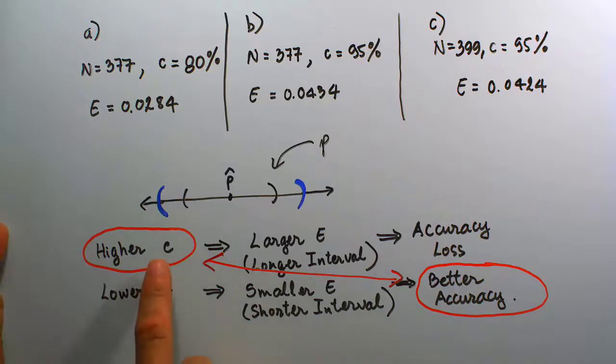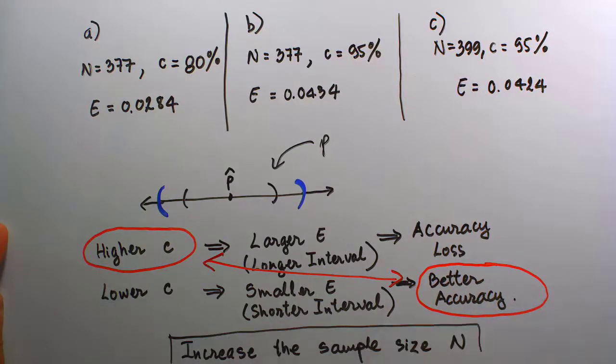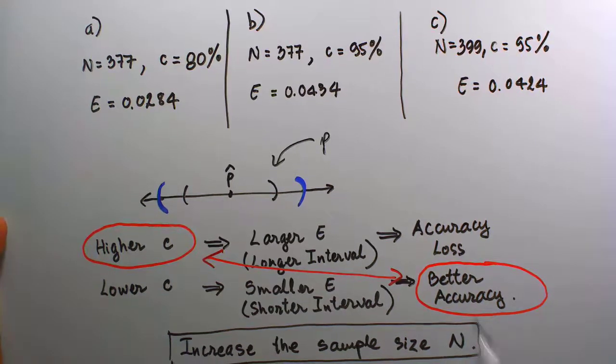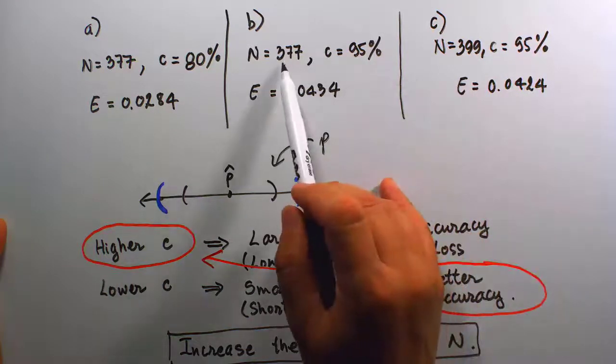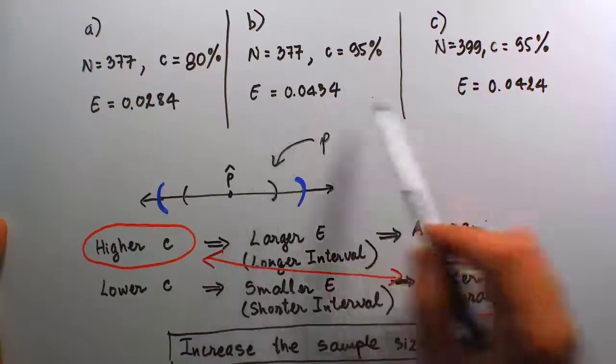So the only way to have a high successful level and at the same time maintain good accuracy is to increase the sample size. It will bring all the good usefulness for that. And so you can see that in here, when I changed the sample size from 377 to 399, I did not increase it too much, but look at how much it brought for us already.